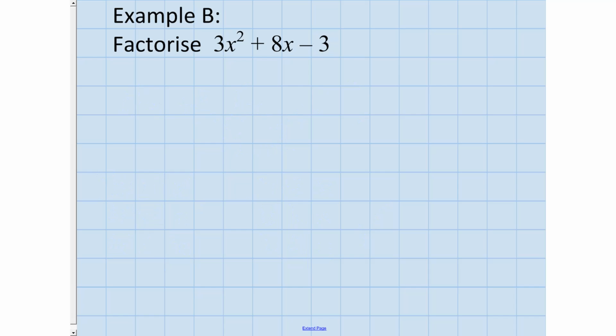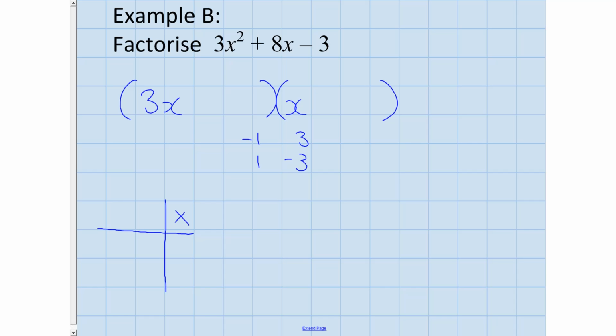Let's do one more. Factorise 3x squared plus 8x minus 3. Again, we need a 3x in one bracket and an x in the other. And we need numbers that multiply to give minus 3 this time, so it's slightly more complicated. So it could be minus 1 and 3, or 1 and minus 3. And we don't know which bracket they're going to go in. So there's a lot of trial and error here, so we'll just have to see how it goes.